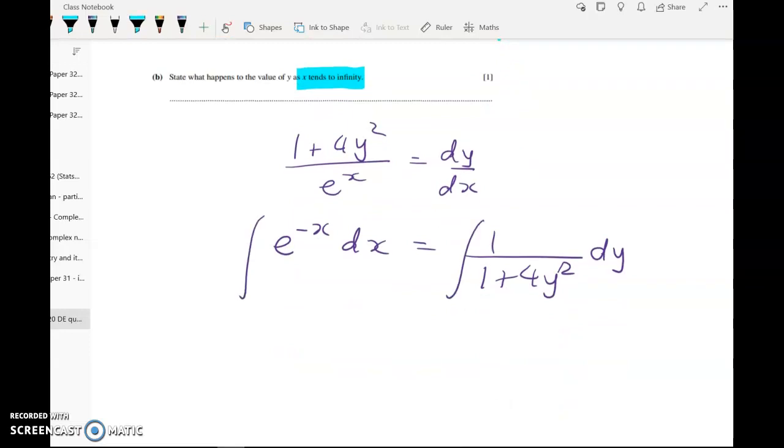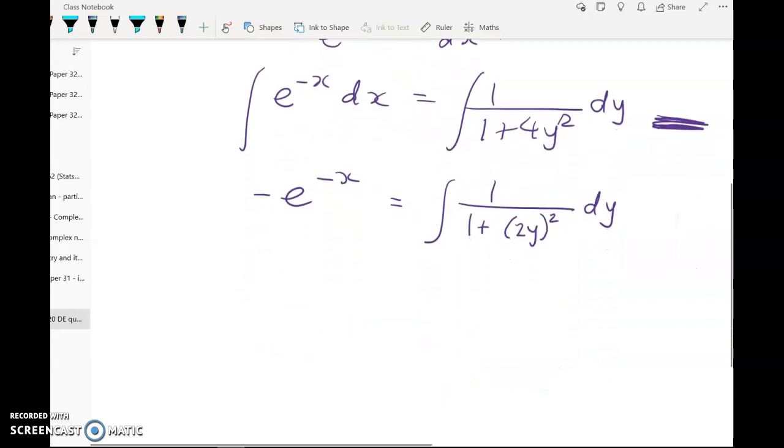On the left-hand side, that's pretty easy. We're going to get negative e to the negative x. I'm going to put my arbitrary constant over here, and now this is equal to something to do with tan. Let's just take a look at how I can rewrite it. I've got 1 over 1 plus 2y all squared dy. So if you have to do this with a u substitution, do that, but you shouldn't need to do that at this stage in the year.